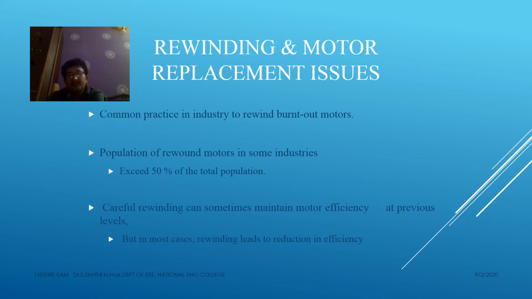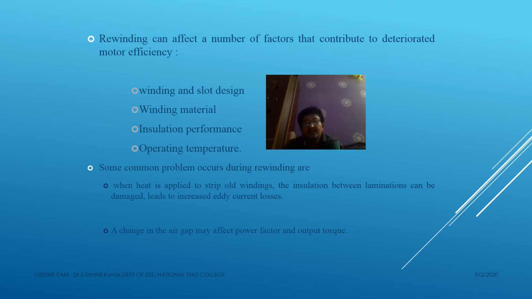Sometimes it is possible to maintain the motor efficiency at the previous level itself. So carefully we have to rewind the motor, checking whether the motor efficiency is maintained at the previous level itself. But in most cases, the rewinding leads to a reduction in efficiency. It is affecting the efficiency.